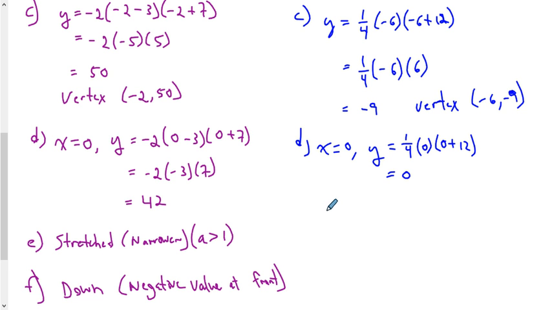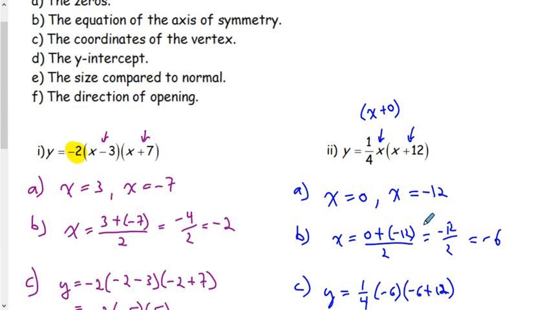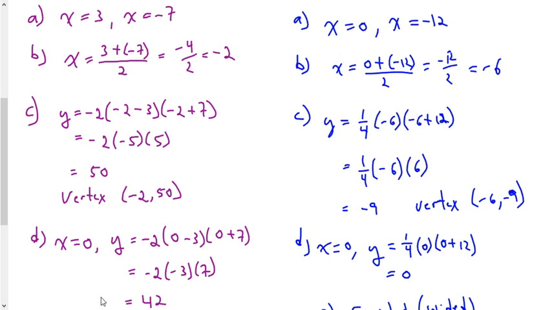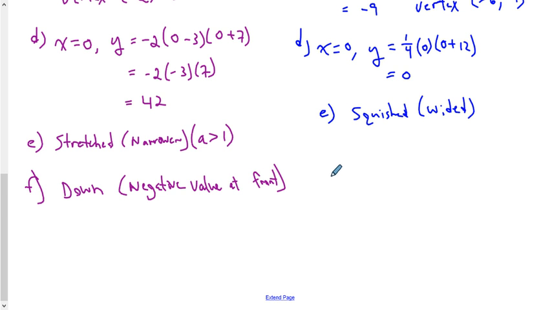Okay, and E. Is it wider or narrower? Is it stretched or squished? Well, in this case, it's squished, which means it's wider. If I graphed it in Desmos, I'd be able to see that easily, but how can I tell? Well, it's got a 1/4 out front. It's got a number that's between 0 and 1, so that means it's going to be squished. It's going to appear wider when we graph it. Does it open up or down? Well, that value is positive, so it's going to open up because that value in front is positive.